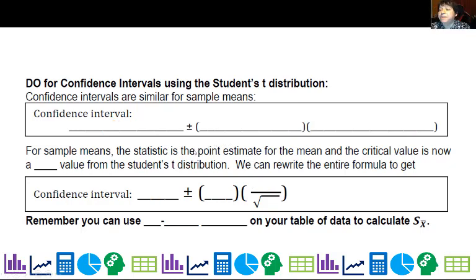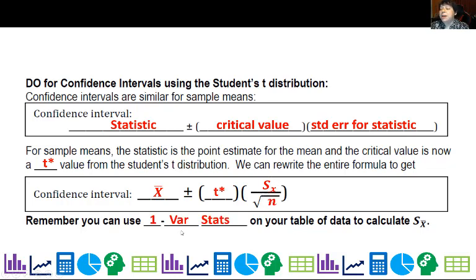So the do part is now very similar to what we were doing before with proportions. On the formula chart, it's the same thing. They don't actually give you this piece down here. It's the statistic plus or minus your critical value times your standard error or standard deviation for the statistic. Now our critical value is coming from the t-distribution, so we can rewrite the entire formula to say it's your x bar from your sample plus or minus your critical t-value times your standard error for your sample, Sx divided by the square root of the sample size. Now remember, you can get this Sx by using 1-Var Stats. So you'll probably be entering the data in, and we will show that to you in an example shortly.